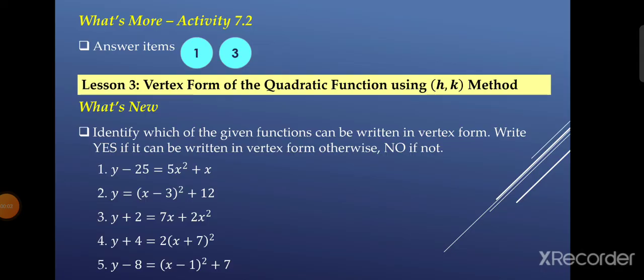Okay, going back to our module number 7, in continuation of lesson number 3. The last lesson is writing a quadratic function from standard form into vertex form using the HK method. So what's new? In this exercise, we will identify which of these functions can be written in vertex form or are already written in vertex form. Yes, if it can be written or is already written in vertex form, or otherwise, no, if not. So, we have 5 equations there.